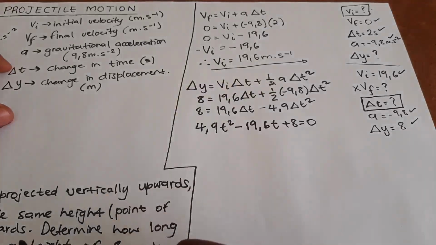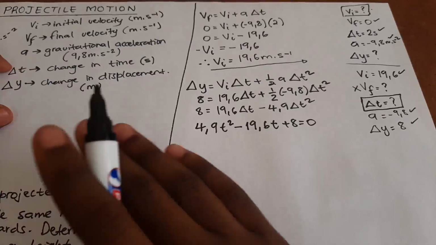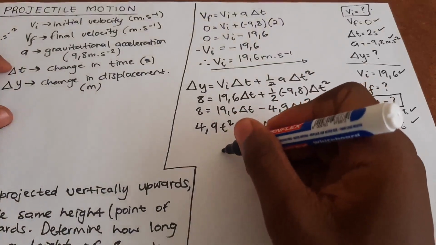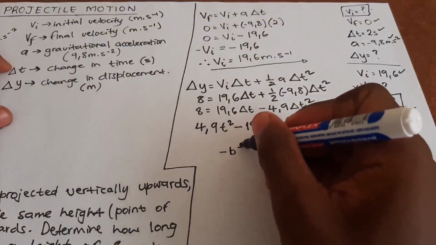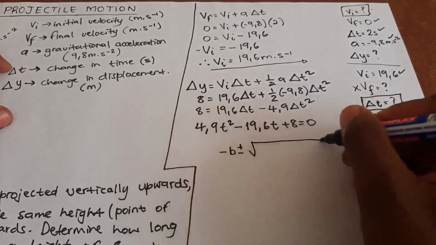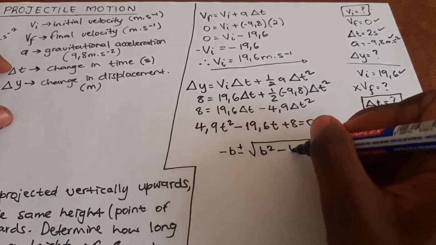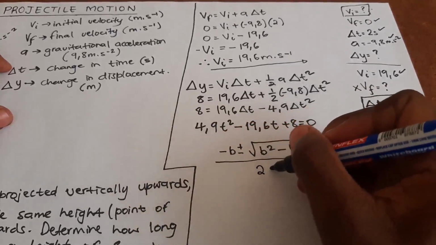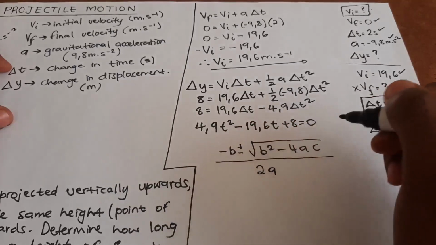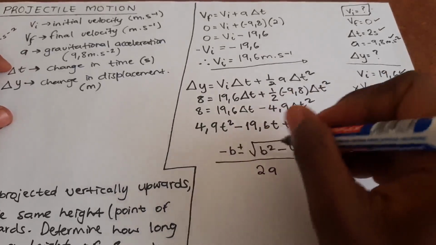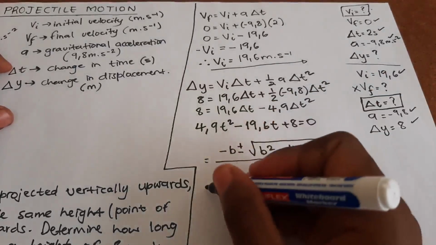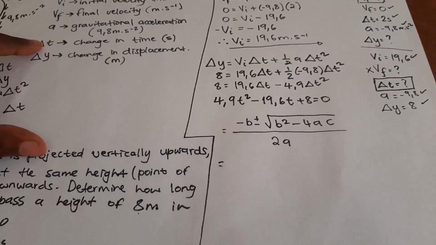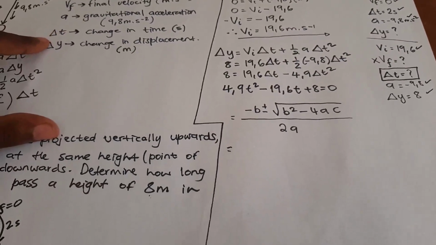Let's solve the problem right now. We are going to use the quadratic formula, which is negative b plus or minus the square root of b squared minus 4ac, over 2 multiplied by a. This will be equal to our t. Let's substitute right now. Let me just put this one upwards.